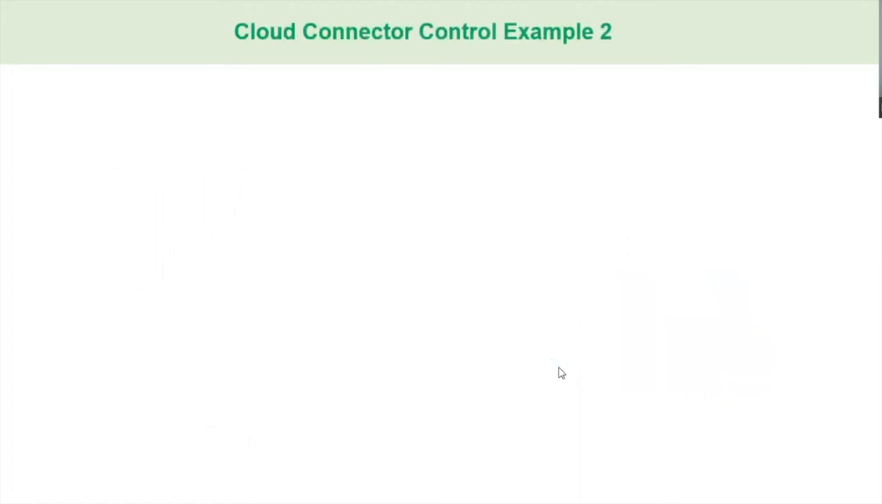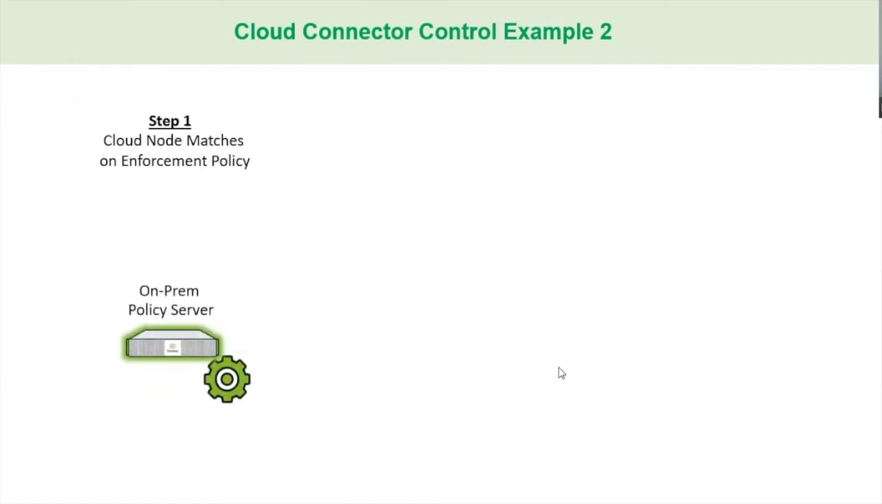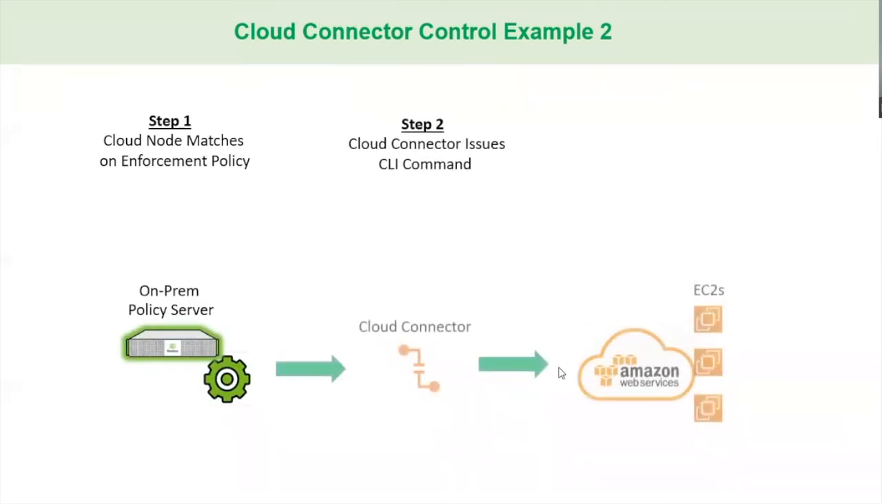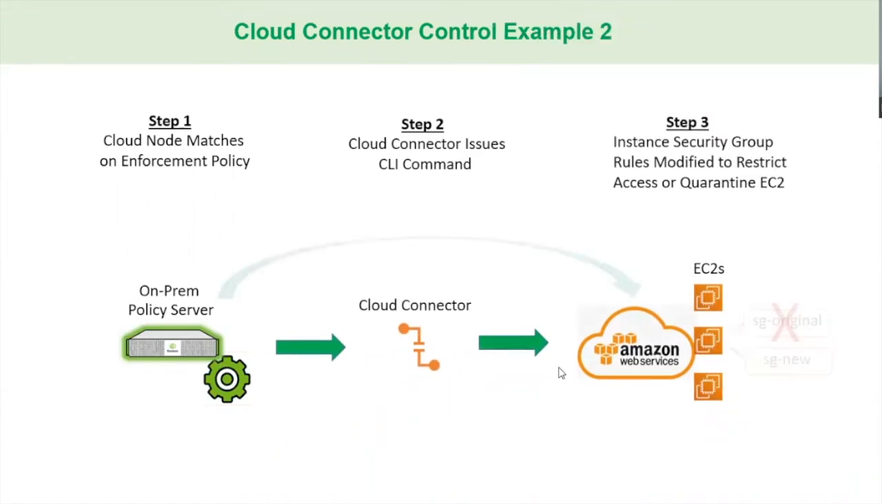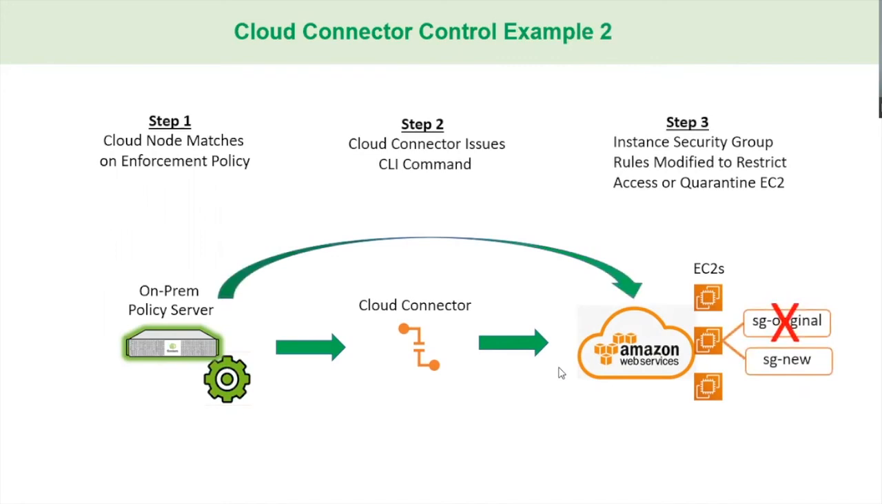Example number 2. In this example, what we're going to see is, of course, we've got a node policy match that has to take place. This will be an on-prem policy server, just for an example. Then we're going to go ahead and do the connector again. And this time, instead of shutting an instance down, we're just going to modify a security group.